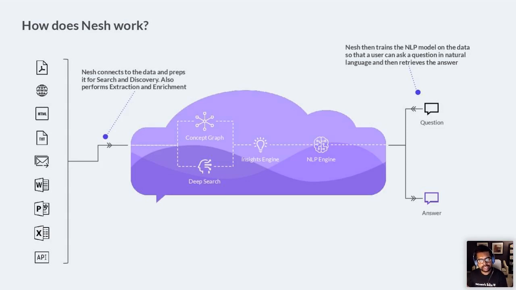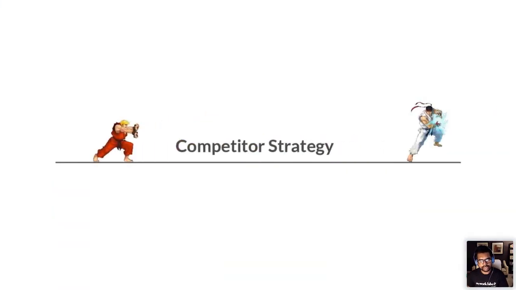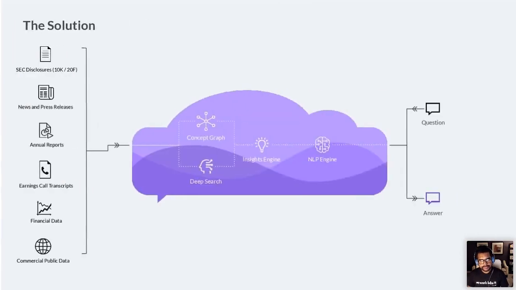Let's see how Nesh actually works on a specific use case that we'll be talking about today. So that specific use case is about competitor strategy. This is a company's desire to know what other companies are up to and what they are doing and what their blind spots are, so they could make themselves better. So we'll focus on that specific use case.